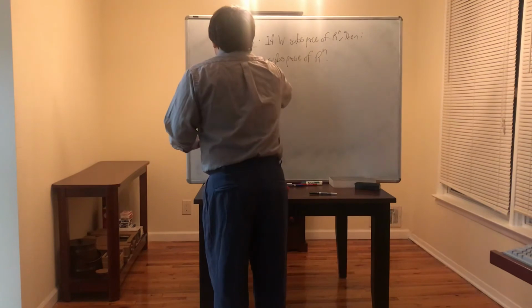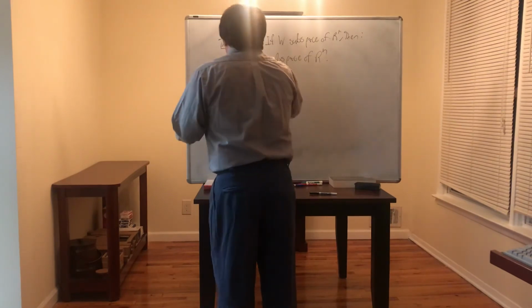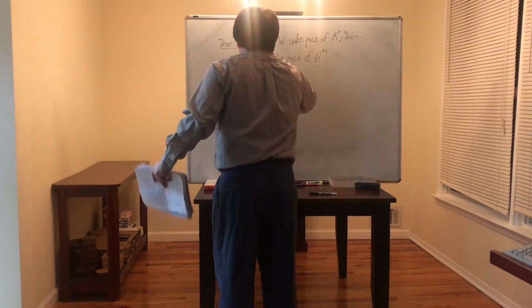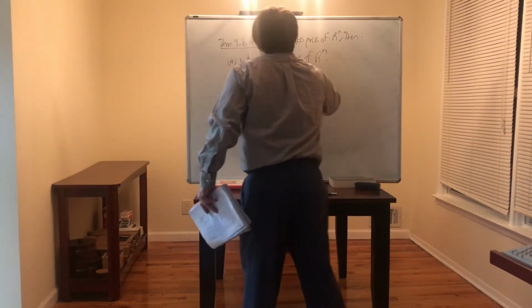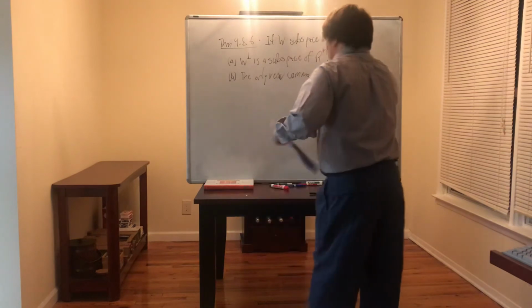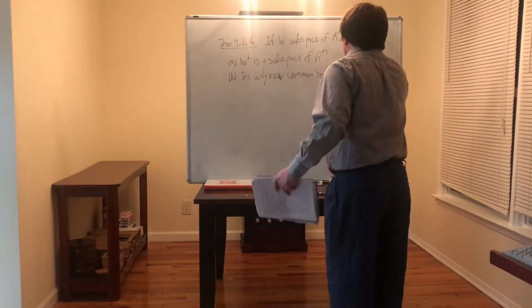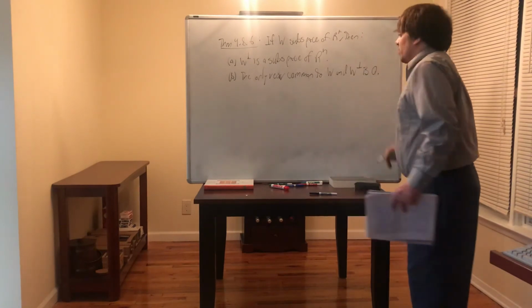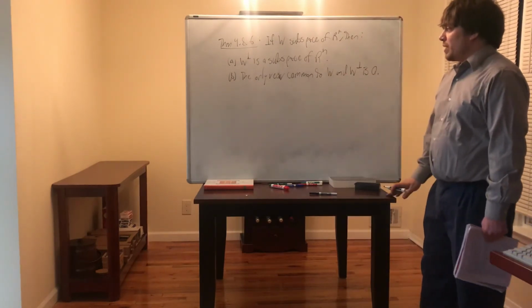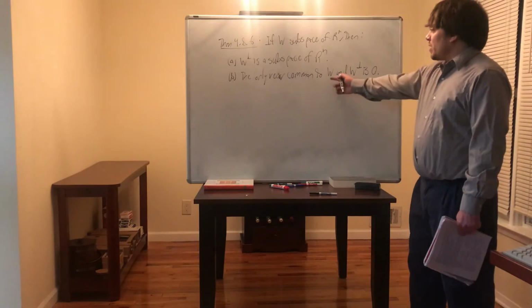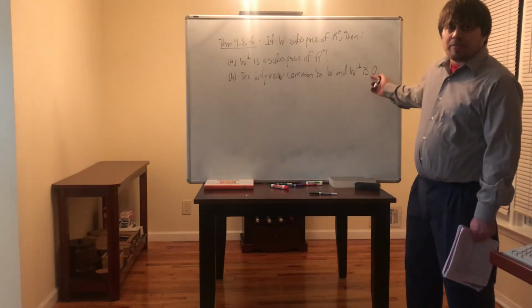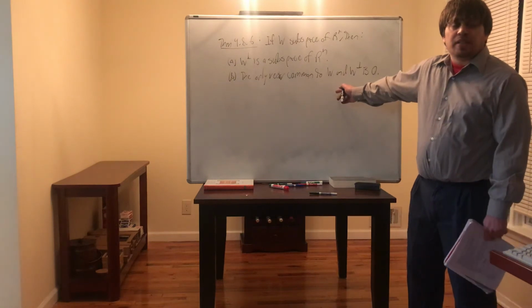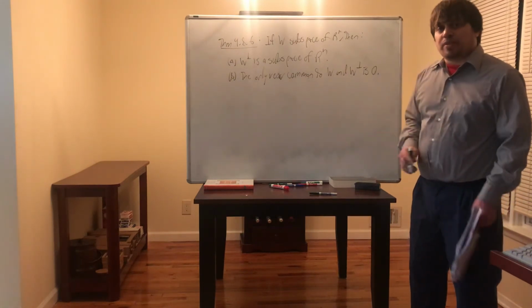Okay, and B, the only vector common to W and its orthogonal complement is 0, right? And hopefully that might make sense, right? Because if you take a subspace W, its orthogonal complement only consists of vectors perpendicular to every vector in W, right? And most vectors are not perpendicular to themselves.